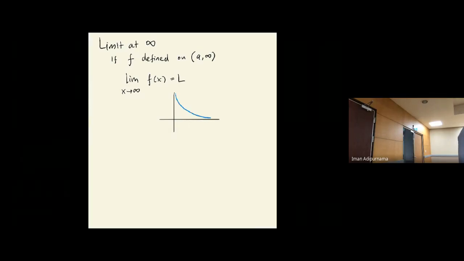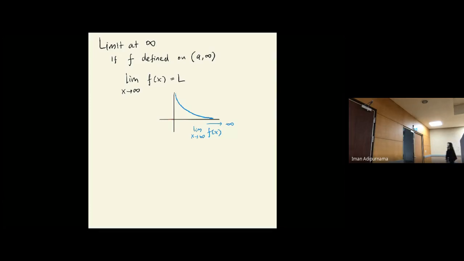So the next page is limit at infinity. If the function is defined on an interval, we can say that the limit as x approaching infinity of f of x is some number L. What it means is, when you have a graph like this one, going further to infinity, the limit of f of x is, in this case, 0, the red line here. This is L.